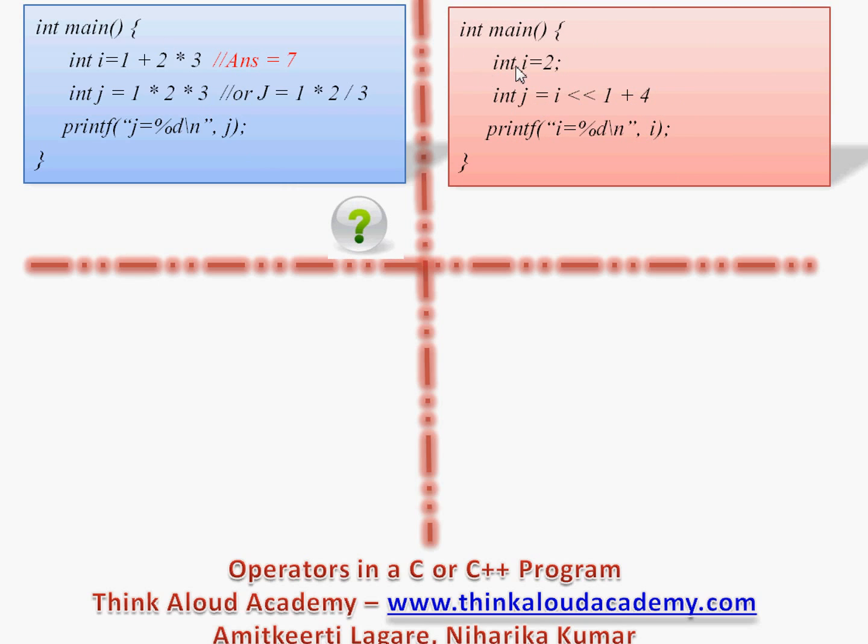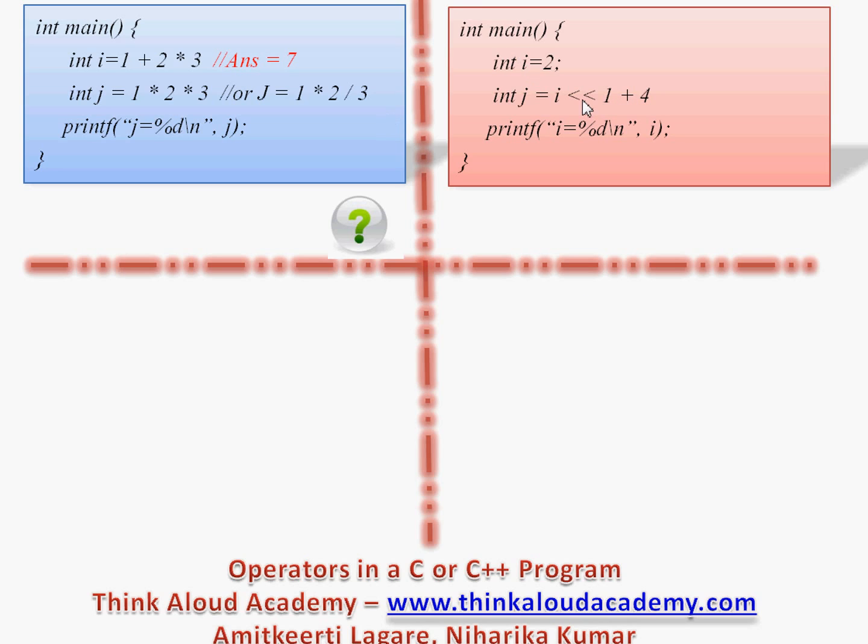The second program is: I have an int variable i assigned to 2. Then I have j is equal to i << 1 + 4. So there are two operators here, one is the left shift operator and one is plus. In what order would this be evaluated?